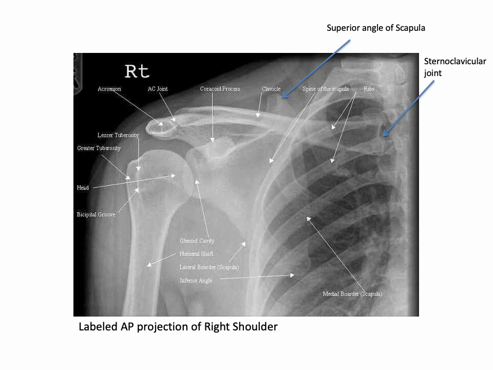On this projection, we can see the sternoclavicular joint and the superior angle of the scapula more readily, as well as the inferior angle of the scapula.